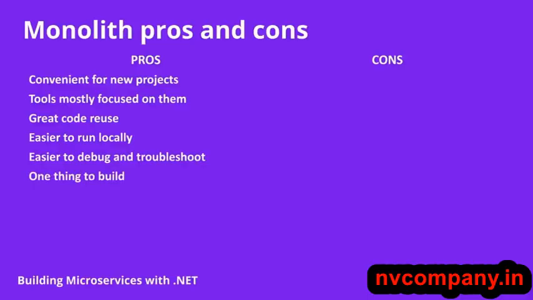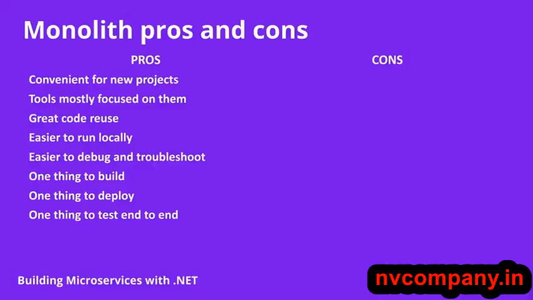There's one thing to build. A single command is usually enough to build the entire code base locally, and if using a continuous integration server, a single build pipeline will do the trick. There's also one thing to deploy. All the application models can be deployed as a unit with a single deployment pipeline.